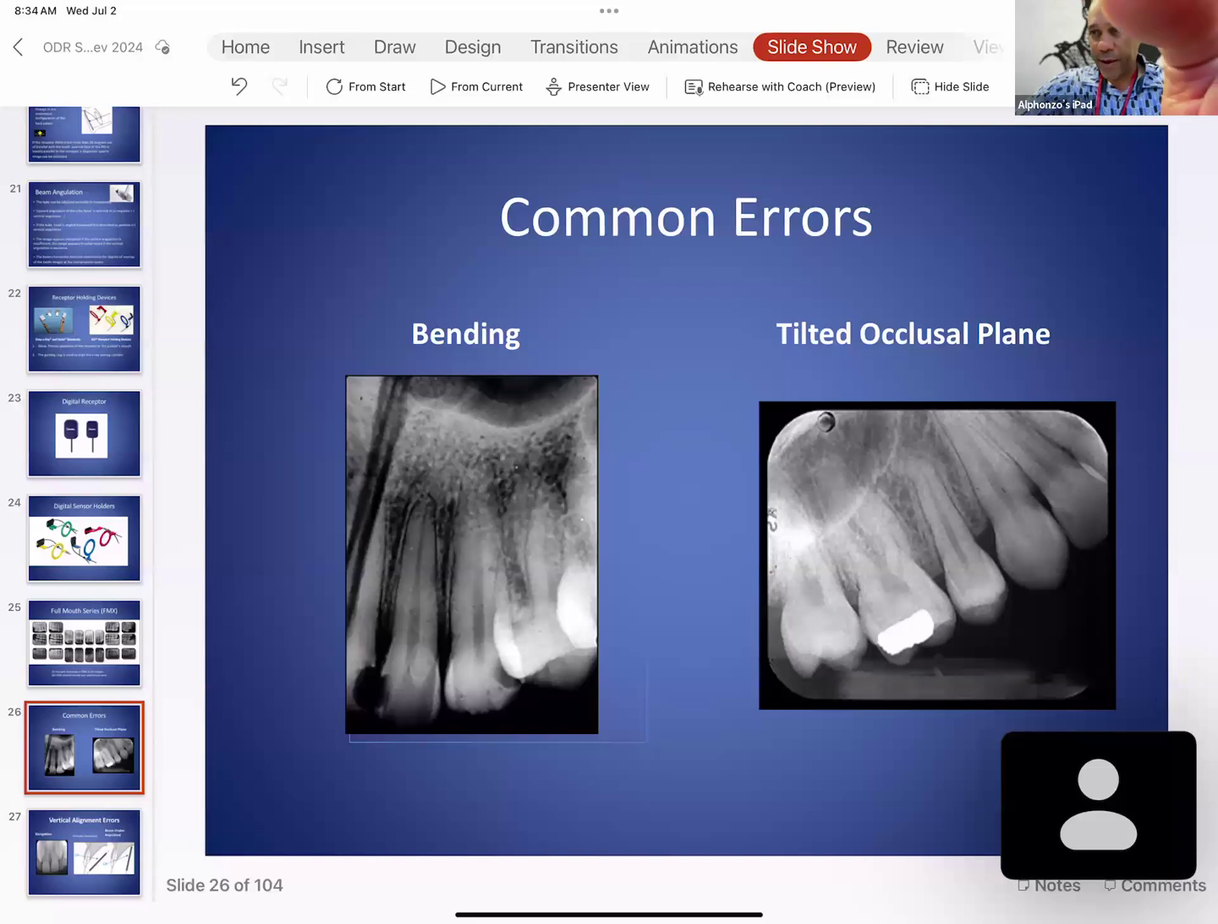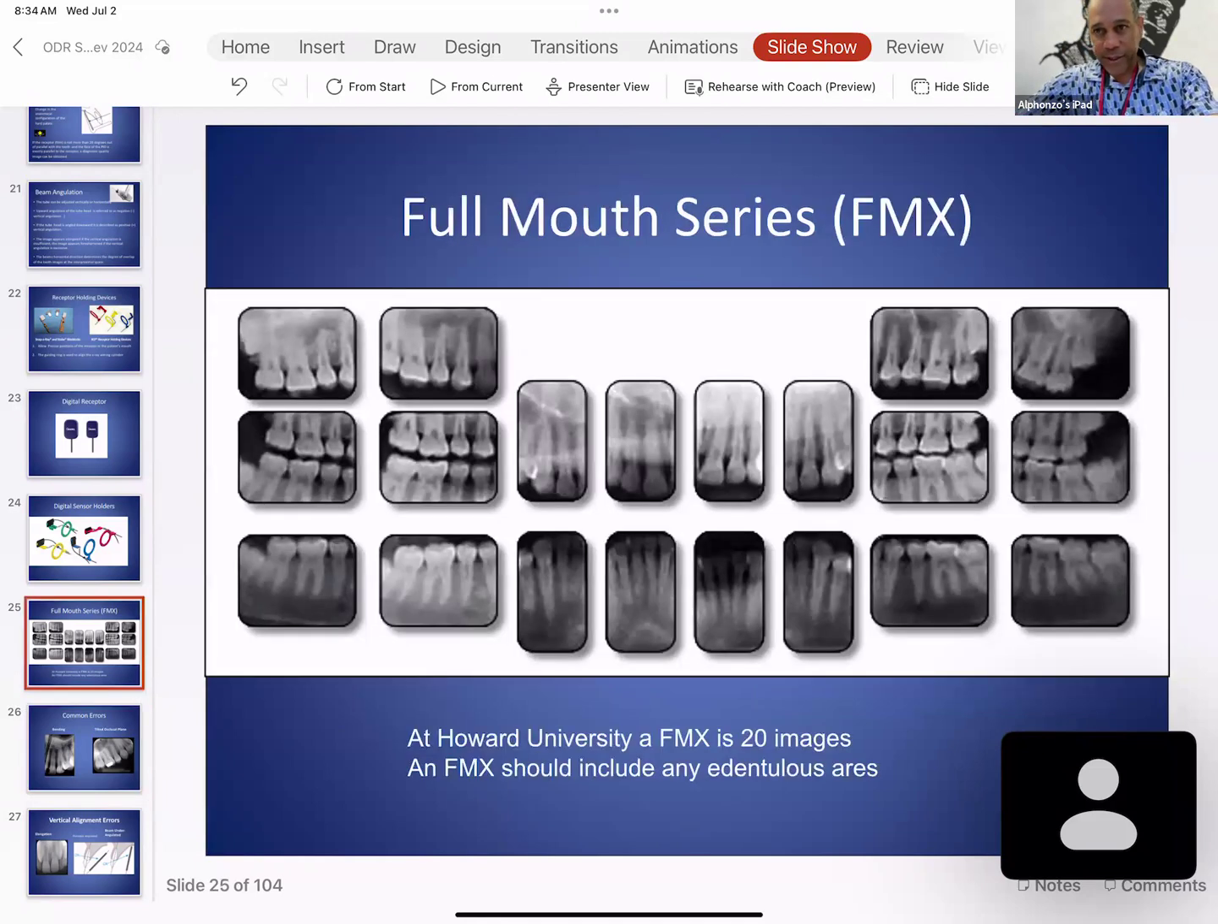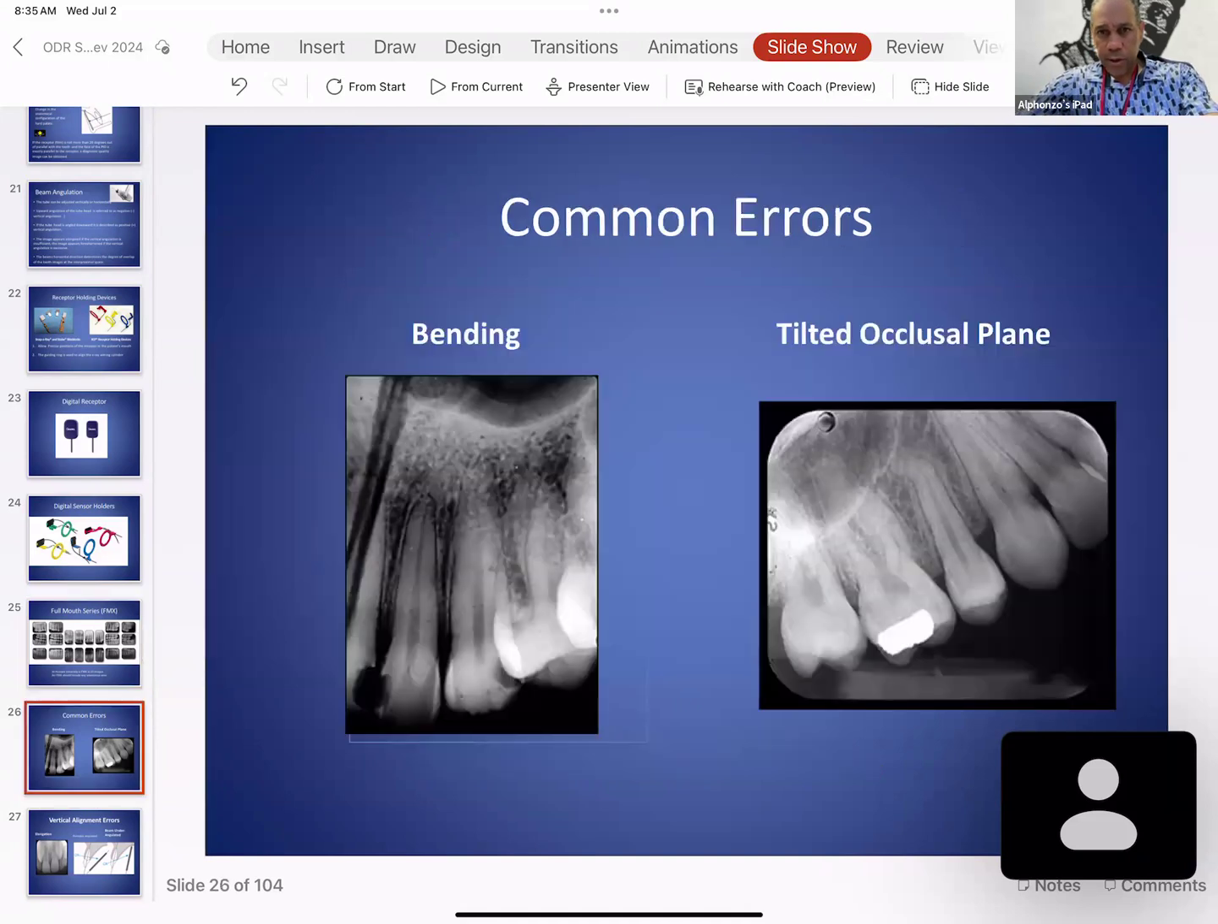We want it on the bite tab, and you can kind of see the bite tab or the XCP, whatever they use. This might have been a snap array. I'm not really sure what they took this image with. So we want our imaging to look like this. So we go back to the FMX, and you can see the occlusal plane is more or less parallel with the edge of the image. Okay, so let's move on.